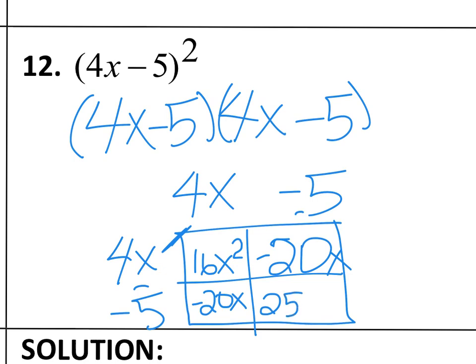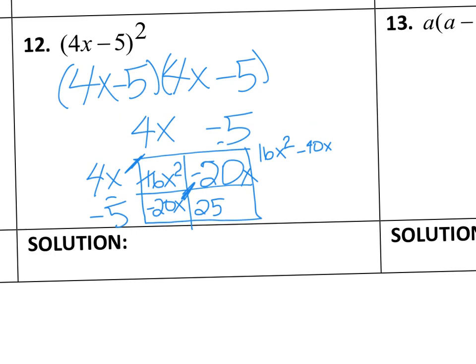So when we're pulling out our solution, we can say 16x squared, because that's the only x squared we have. And then we're going to combine these two to give me negative 40x. Plus 25.